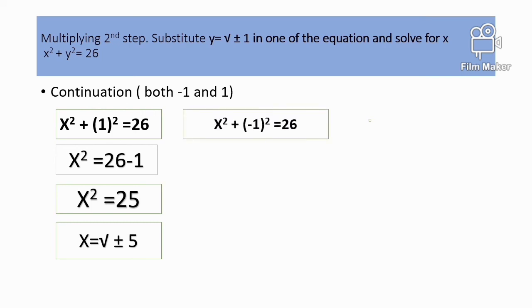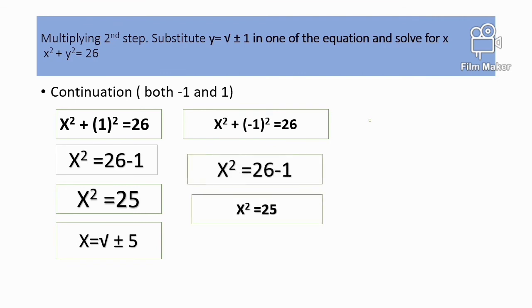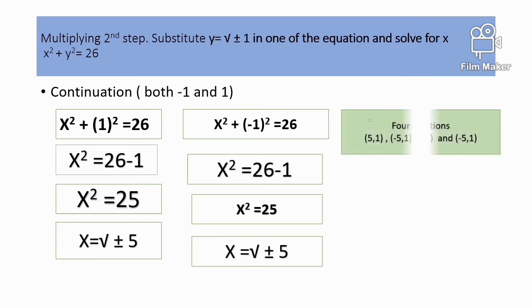So we will substitute again the negative 1. x squared plus negative 1 squared equals 26. So x squared equals 26 minus 1. x squared equals 25. And then x will be positive and negative 5. For the solutions: (5, 1), (negative 5, 1), (5, negative 1), and (negative 5, negative 1).